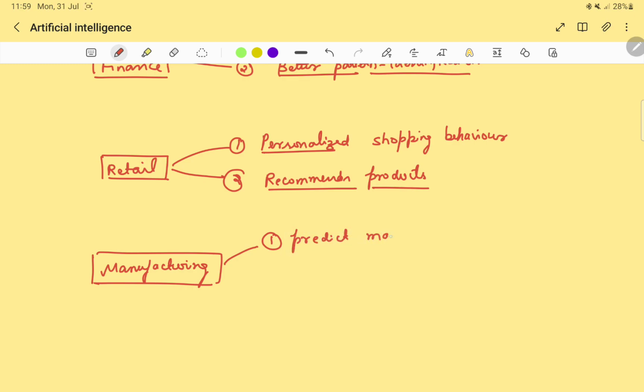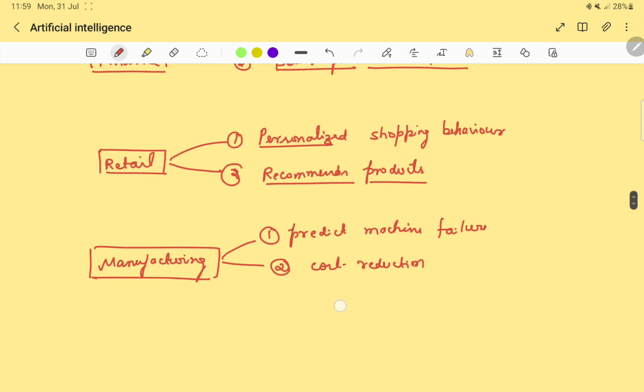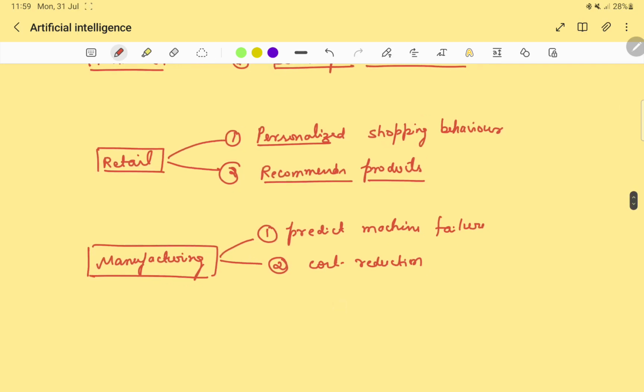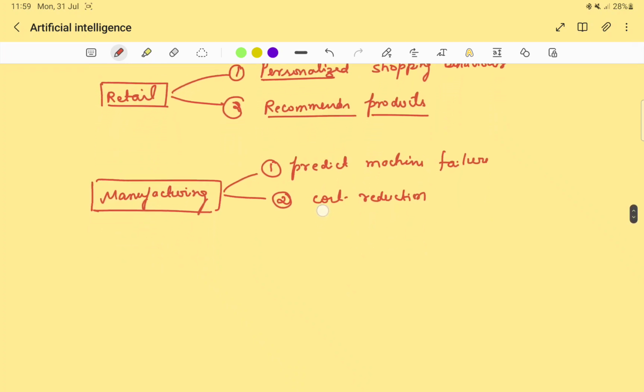Predict machine failure. It can help us predict the machine failure. It can actually minimize the downtime or reduce the maintenance cost. So cost reduction could come with it. Cost reduction, okay, and it actually helps us promote our efficiency in the manufacturing sector.